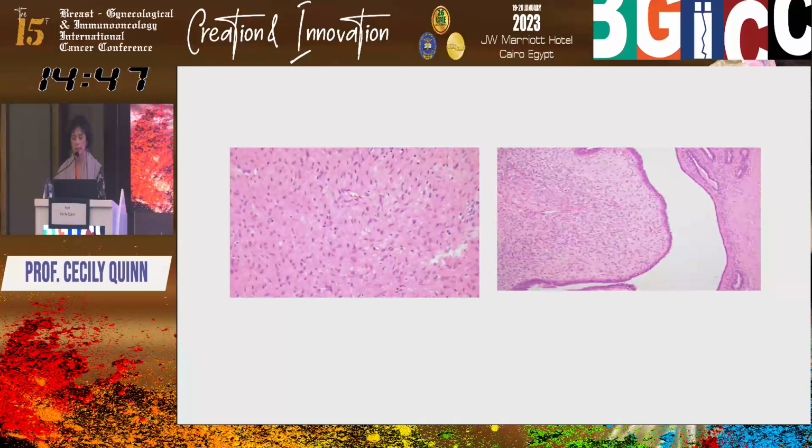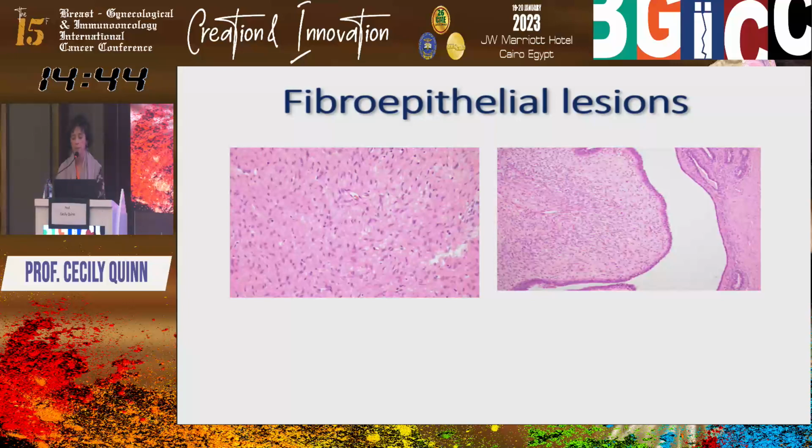This is an example here of a fibroepithelial lesion in which we see just stroma on that first shot.